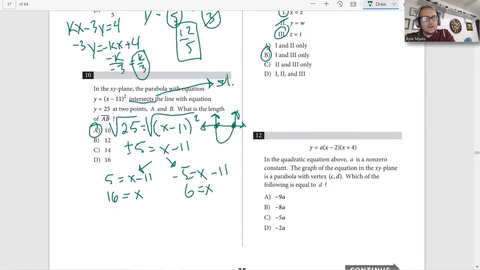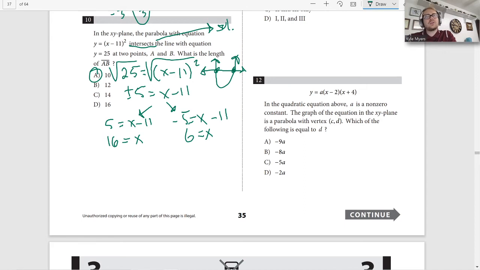All right, number 12. In the quadratic equation above, a is a non-zero constant. The graph of the equation in the xy plane is a parabola with vertex c, comma d. Which of the following is equal to d? So with this kind of thing, you can actually plug in numbers if that helps you, because there's a lot of letters. You don't really need to, but you can. You can either multiply all this stuff out here and then use the vertex formula.